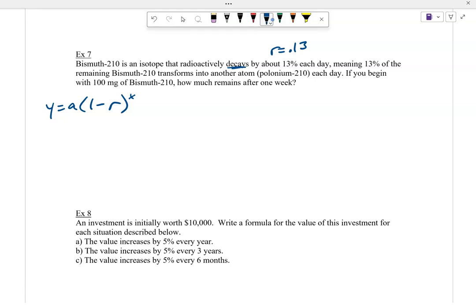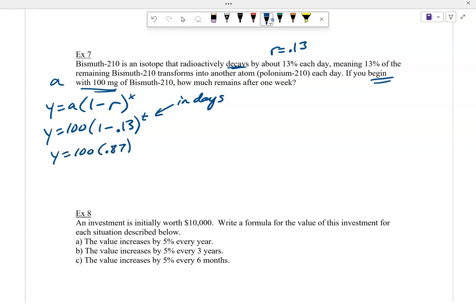If you begin with, there's our initial amount. So there's our A, 100 milligrams. How much remains after 1 week? We're beginning with 100 milligrams. I'm decaying at 13%, time t. This is in days. So there's our t, where time is in days, right? That's how much we have left.